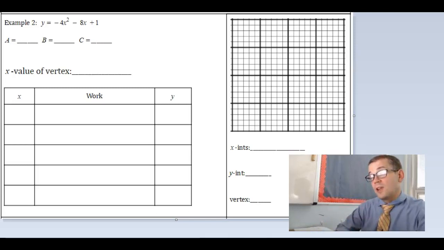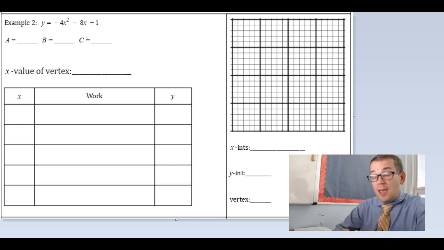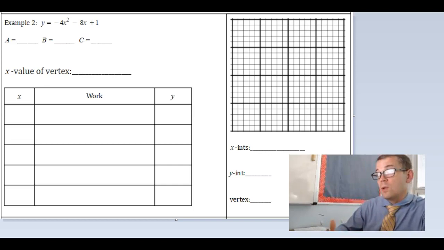We're going to graph this quadratic from standard form, which means we need to start by finding that middle value. And because it's in standard form, we're going to use the formula opposite of b over 2a to find the middle value. So let's first identify the values for a, b, and c.